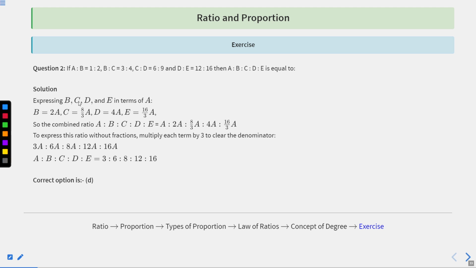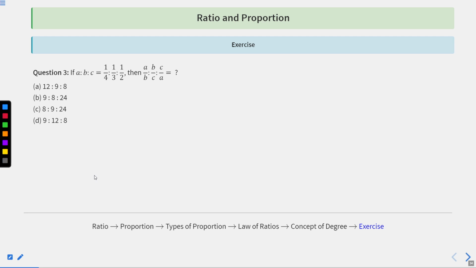Now expressing B, C, D and E in terms of A, you have B equal to 2A, C equal to 8A upon 3, D equal to 4A and E equal to 16A upon 3. So we can combine all of these: A is to 2A is to 8A upon 3 is to 4A is to 16A upon 3. To express this ratio without fractions, multiply each term by 3 to clear the denominator. You will have 3 is to 6 is to 8 is to 12 is to 16. So the correct option here is option D.